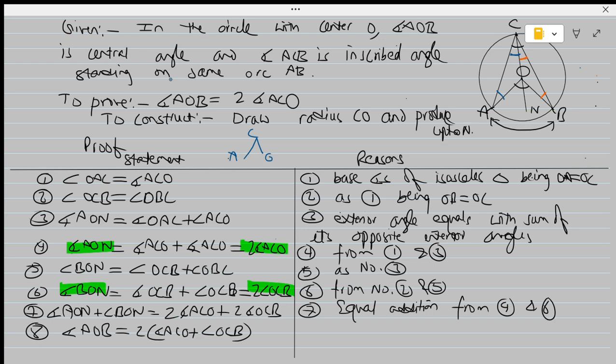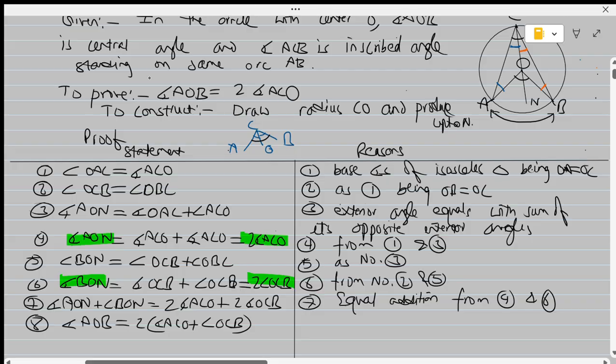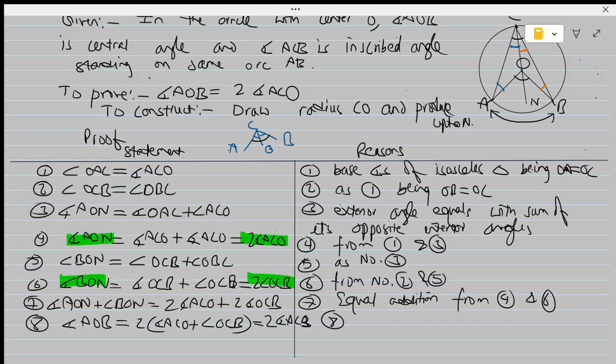And angle OCB, OCB is this one, is it? So if we add these two angles ACO and OCB, you're going to get their whole angle ACB, is it? So you can write here the sum of these two angles ACB, so twice of angle ACB you can write, is it? And for this you give the reason: whole partition.